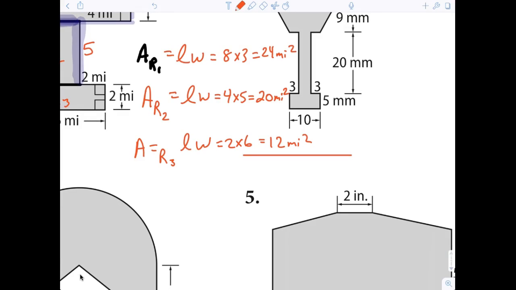Yes, you add them. So you should be able to do that mental math. 56 miles squared. So that'd be the answer.